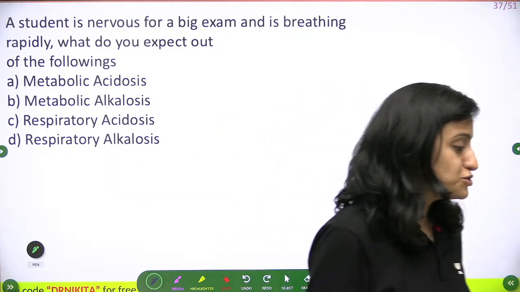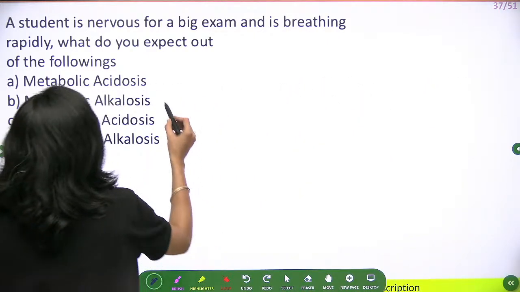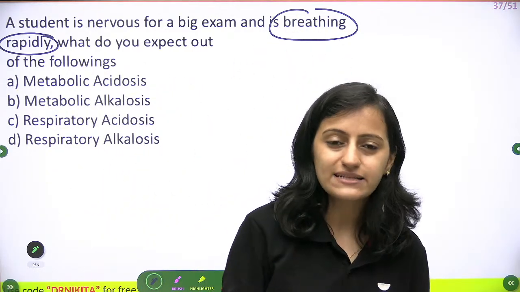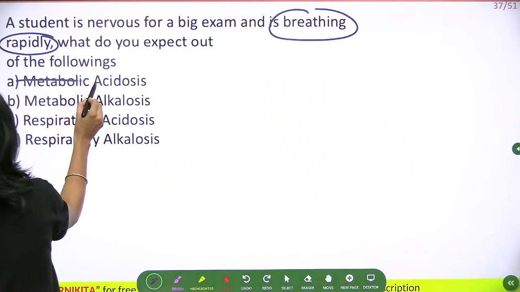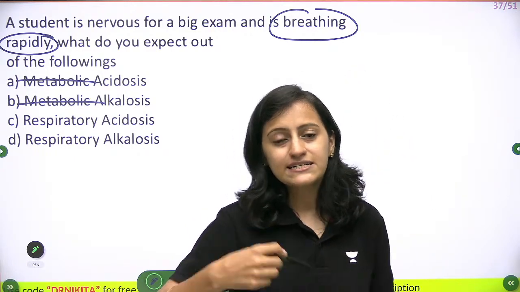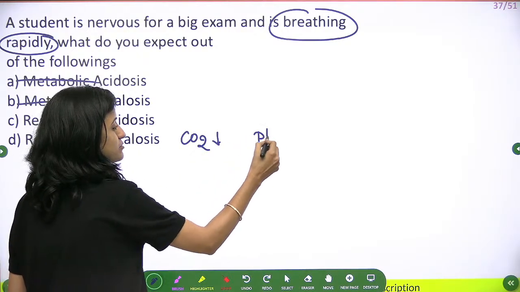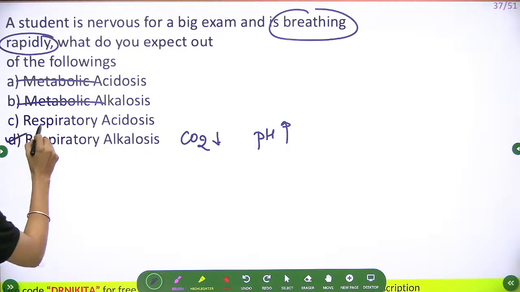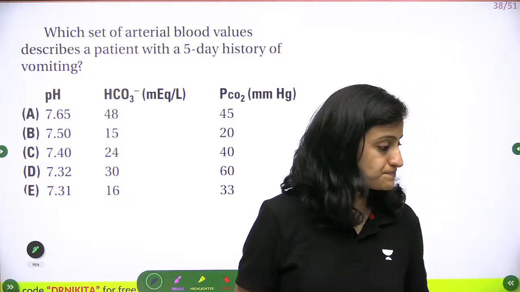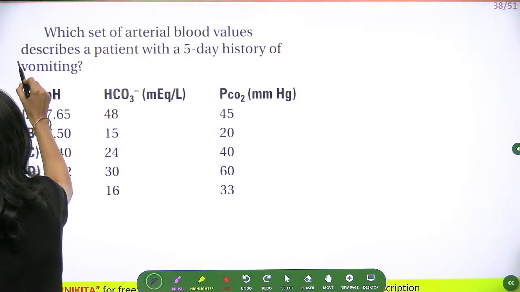Next one. A student who's nervous for a big exam and breathing rapidly, what would you expect? Breathing rapidly is the major important clue. It's a problem with the breathing, so the answer has to be a respiratory disorder. It is not your metabolic disorder for sure. Whether it's respiratory acidosis or alkalosis, hyperventilation, CO2 out, CO2 decreasing. Respiratory is opposite, pH will increase, it will be respiratory alkalosis. All right, next one. Which set of arterial blood values describes a patient with a 5-day history of vomiting?